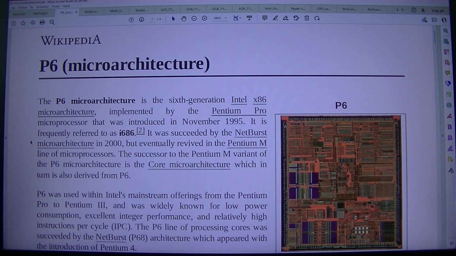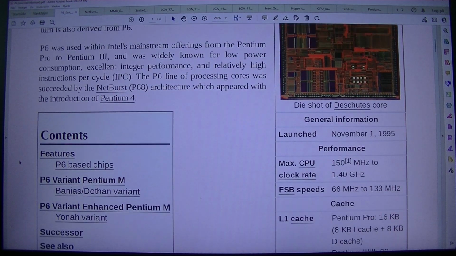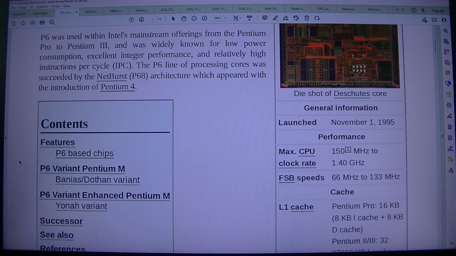But it was eventually revived in the Pentium M line of microprocessors. The successor to the Pentium M variant of P6 microarchitecture is the Core microarchitecture, which in turn is also derived from P6. P6 was used within Intel's mainstream offerings from the Pentium Pro to Pentium 3, and was widely known for low power consumption, excellent integer performance, and relatively high instructions per cycle, IPC. The P6 line of processing cores was succeeded by the NetBurst architecture, which appeared with the introduction of Pentium 4.